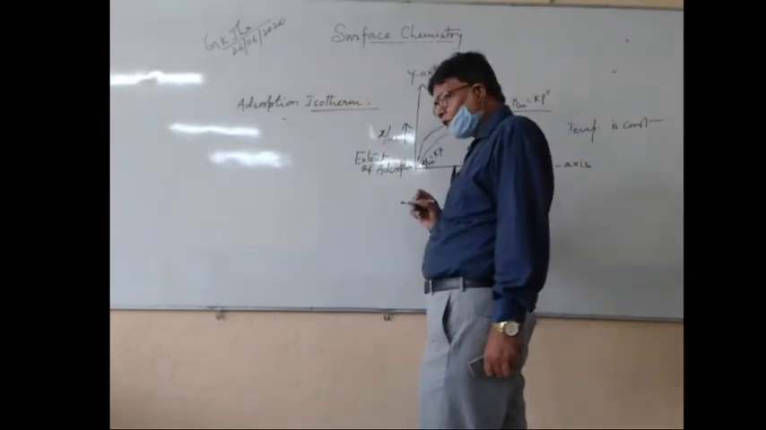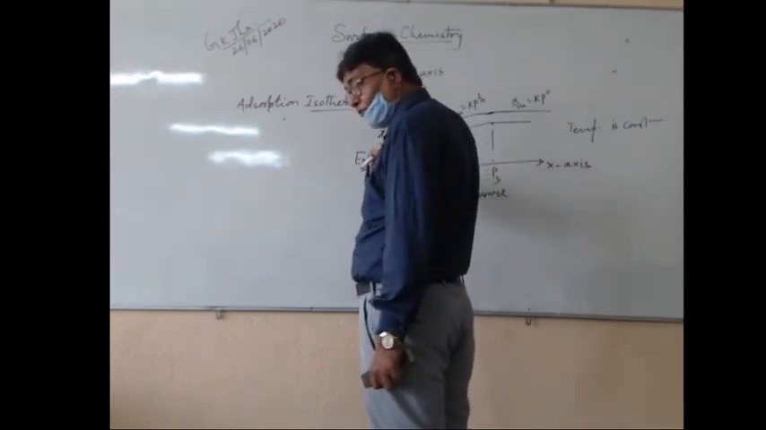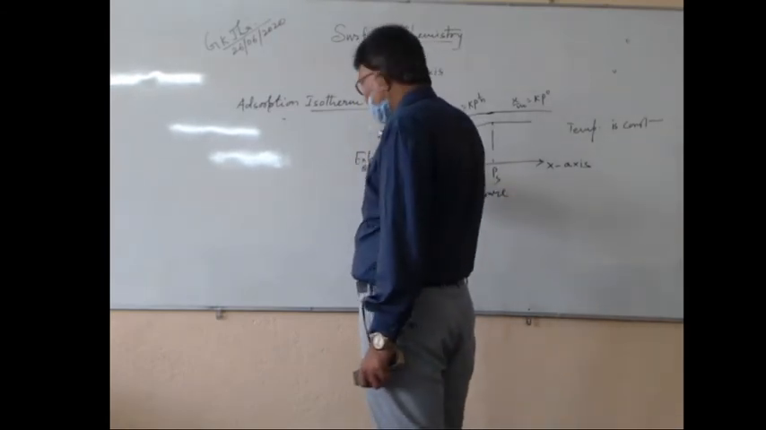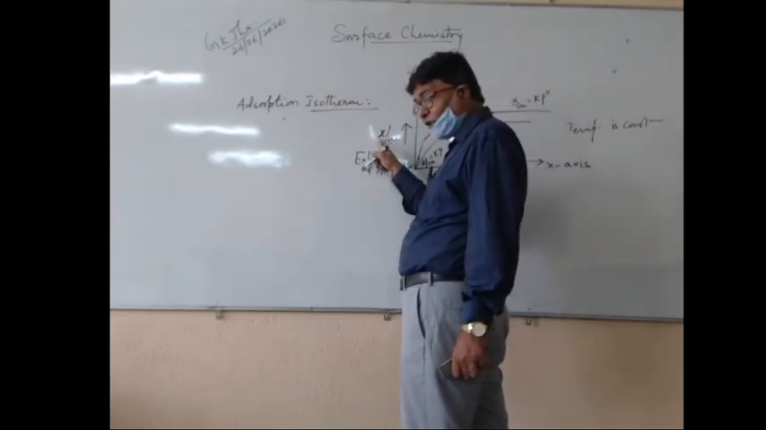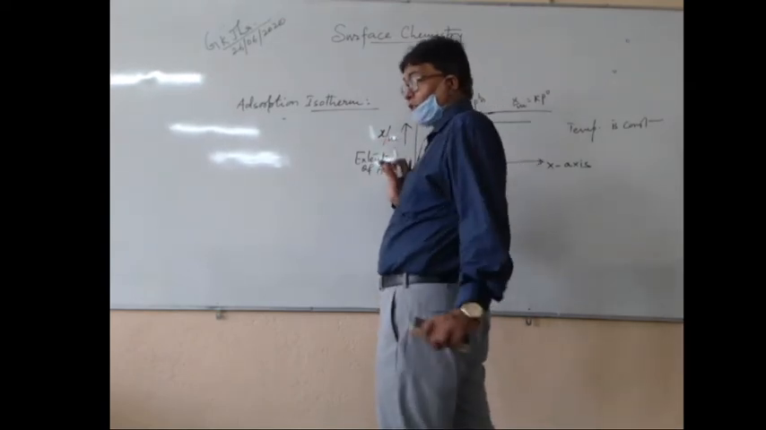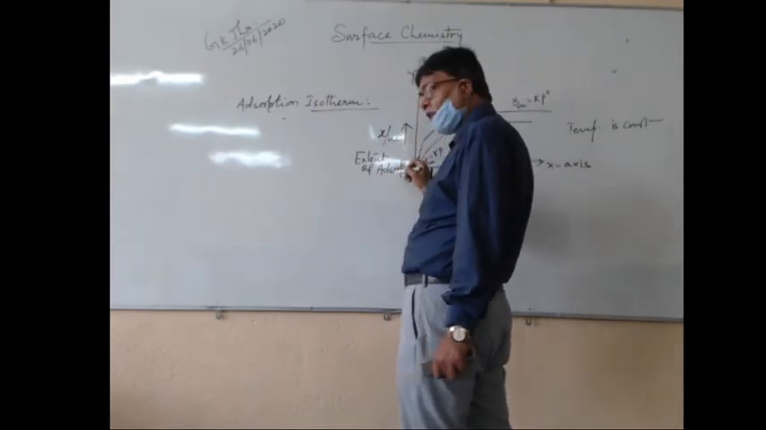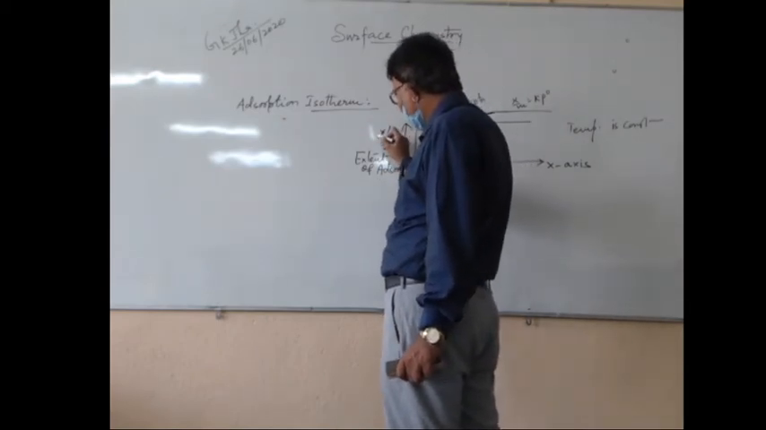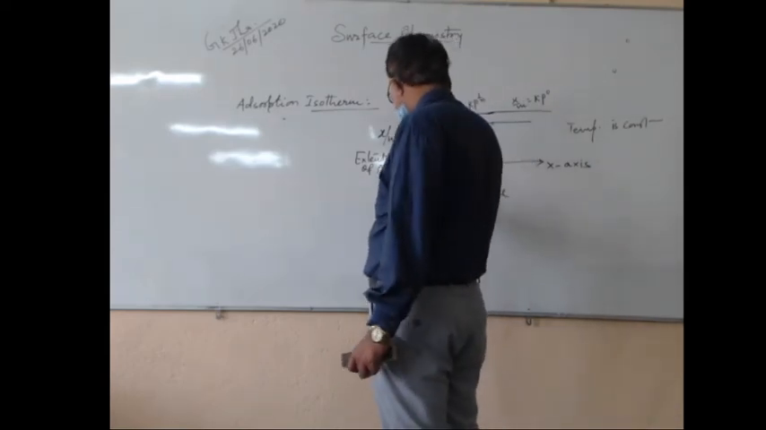x is the amount of the substance adsorbed. That is, x stands for adsorbate. Amount of the adsorbate adsorbed per unit mass of adsorbent. Per unit mass, this is m. m stands for adsorbent, x for adsorbate. So the mass of adsorbate adsorbed per unit mass of adsorbent is what we call extent of adsorption.